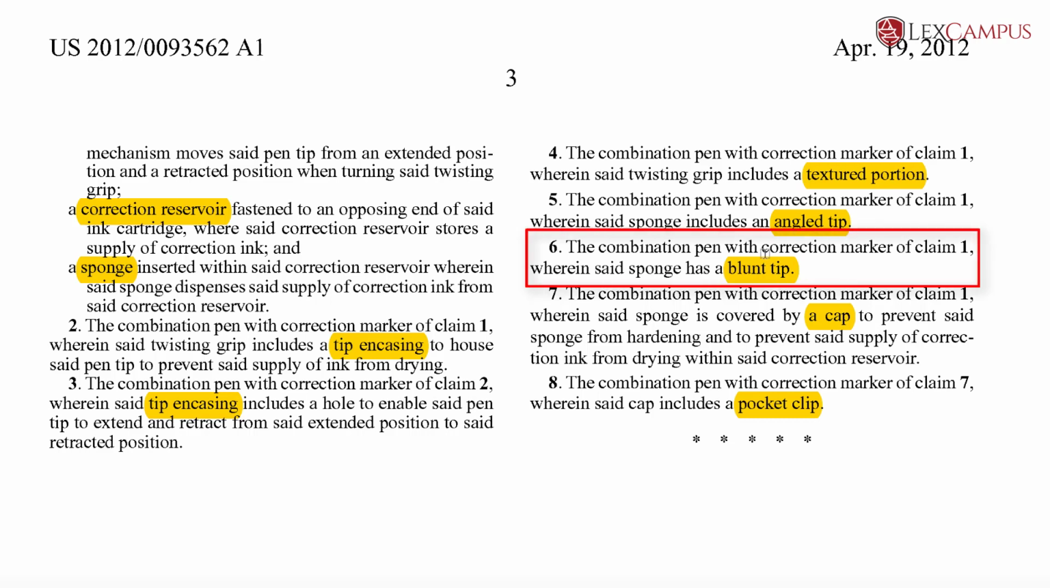6. A combination pen with correction marker of claim 1 wherein the said sponge has a blunt tip as opposed to an angle tip. So a blunt tip is again something which was recited. Inventor had used the language "may". So "may" means it could be an angle tip or a blunt tip.